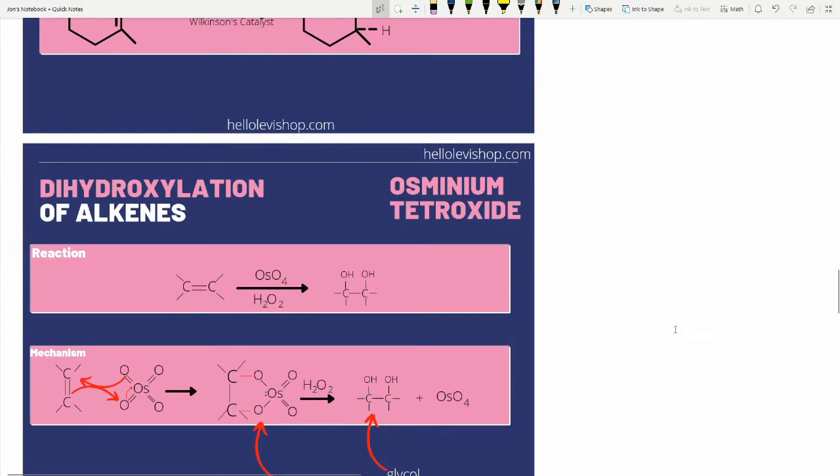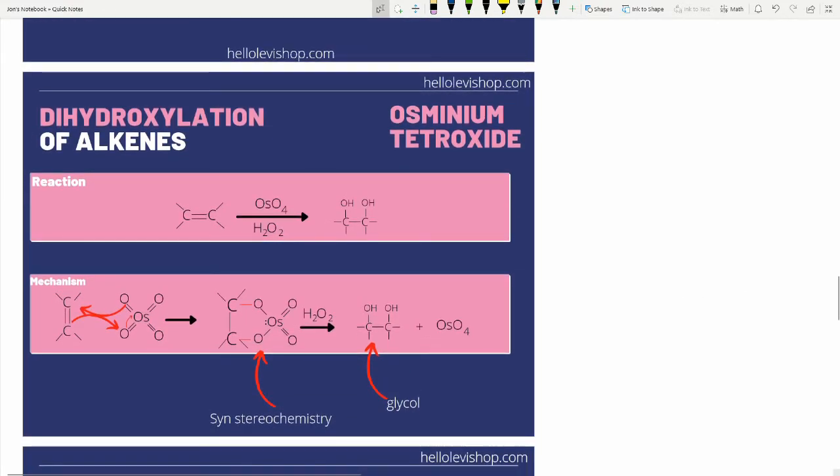The next reaction that we have is dihydroxylation of alkenes. Now, if we ever wanted to add two OH groups to a double bond, this is how you do it. You can do it with osmium tetroxide, which is OsO4, or potassium permanganate, which is KMnO4. Now let's look at the osmium tetroxide first.